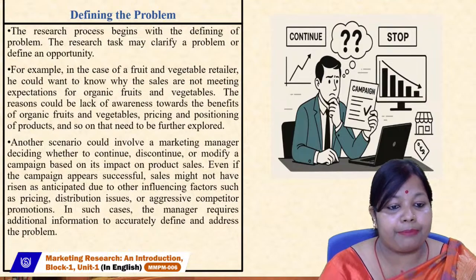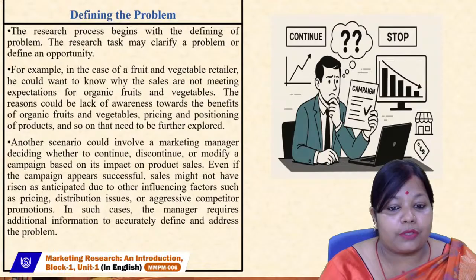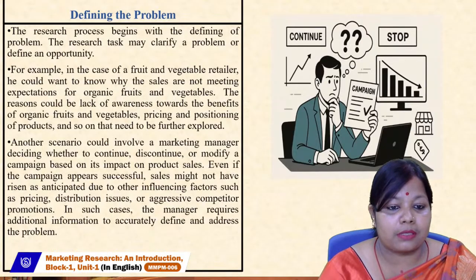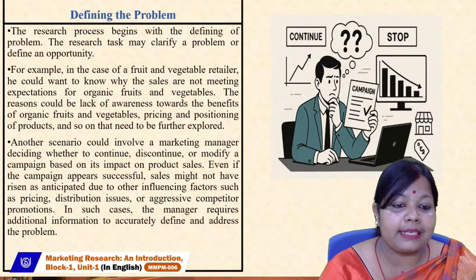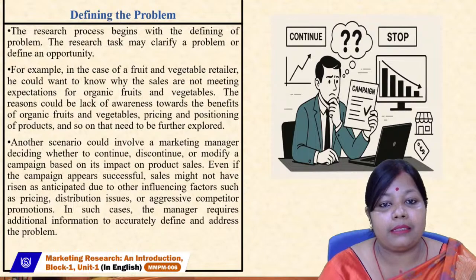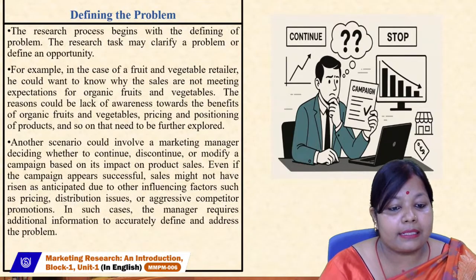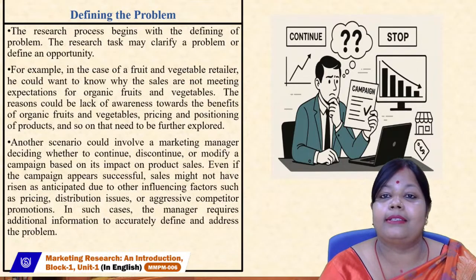Even if the campaign appears successful, sales might not have risen as anticipated due to other influencing factors such as pricing, distribution issues, or aggressive competitor promotions. These are the possible factors which are responsible for the same problem faced by the fruit and vegetable retailer who is selling organic fruits. In such cases, the manager requires additional information to accurately define and address the problem.